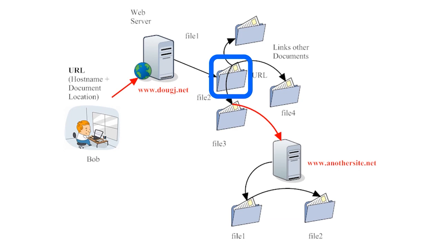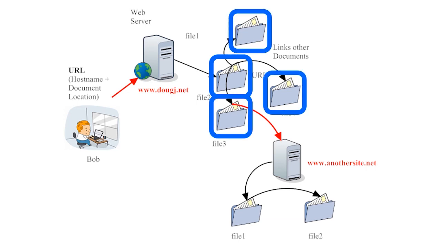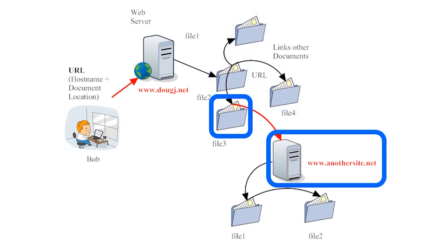Because of the interconnected nature of the web, this home page can link to several other web pages. Furthermore, any of these web pages could link to any other page on the web. So a link at dougj.net could make Bob's computer request the home page for www.anothersite.net. And then Bob might begin exploring the various web pages associated with anothersite.net.